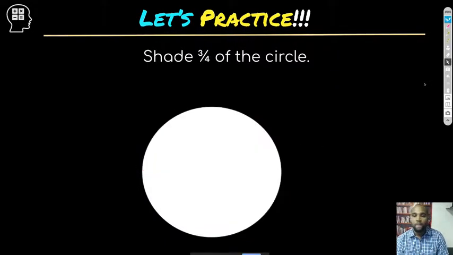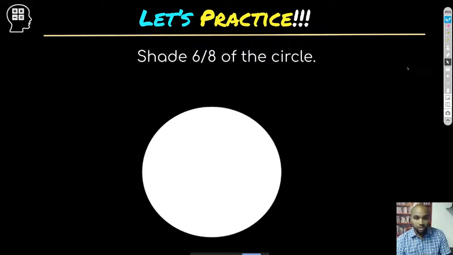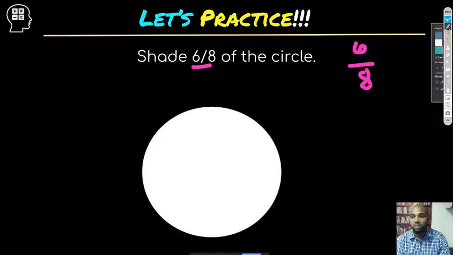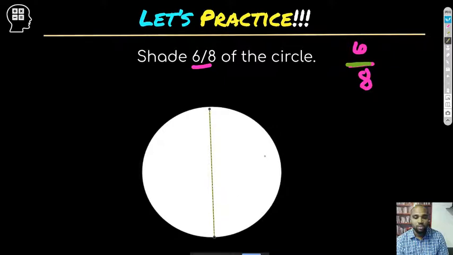All right, let's try another one. What about 6/8 of a circle? How do you do that? Well, at first, before you knew anything about fractions, this would seem pretty complicated. You're taking 6 out of 8. What does that look like? Well, we know that we're taking this whole circle and dividing it into 8 pieces. So that's where you want to start. Let's divide it into 2 pieces. There's 2 pieces. And then let's divide it into 4 pieces as evenly as we can. And then we divide it into 6 pieces.